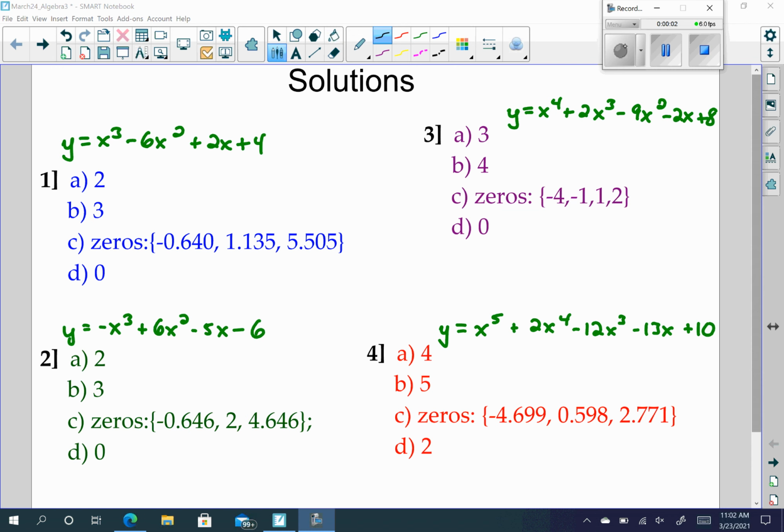Hello everyone, here are the solutions to 1 through 4, but I want to talk about each part of the question as well as show you the graph on Desmos.